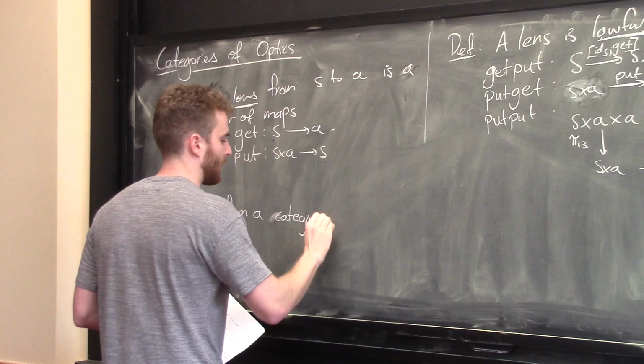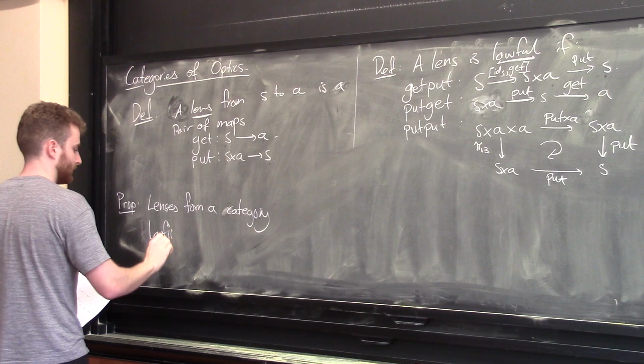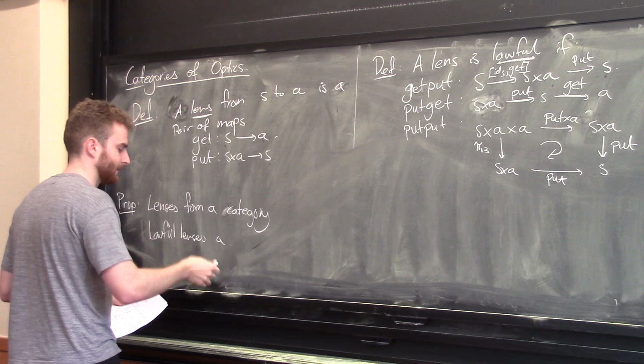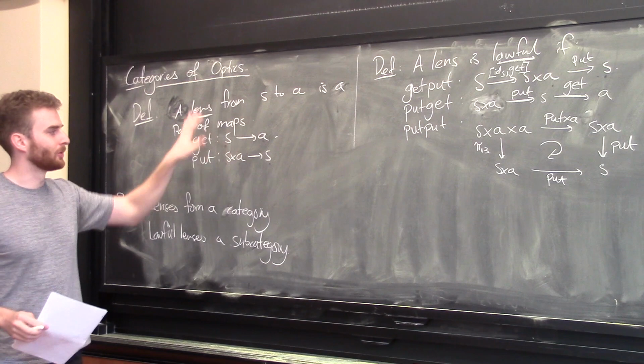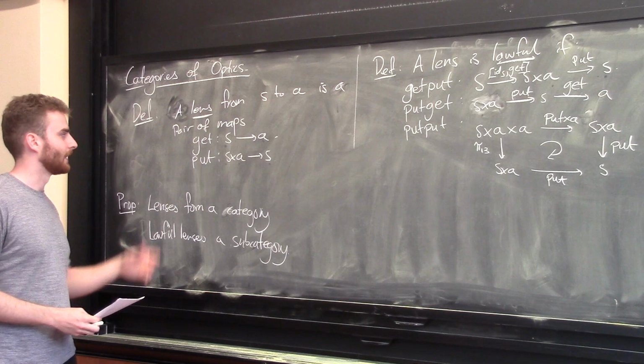And lawful lenses are a subcategory of all lenses. Okay, and I won't go through how we compose these things, but if you have a collection of two composable lenses, it's not too hard to fit the pieces together into a composite lens. Like get in particular is really obvious, you just compose the two get functions, and it's only slightly more difficult for put.